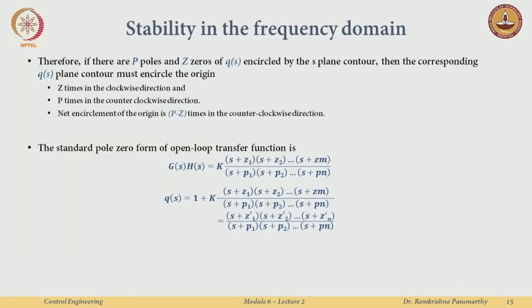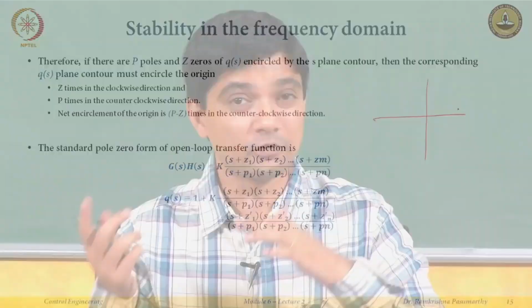Okay. So therefore, I can say something more now. If there are p poles and z zeros of Q(S) encircled by the S plane contour, so let's say I draw this, and I am not really interested in where these poles are, they could be stable, they could be unstable, on the imaginary axis, at the origin, whatever. I am not talking of stability at all.